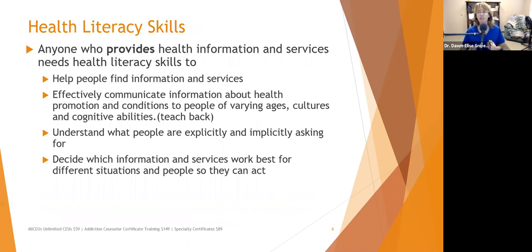And we need to be able to help people decide which information and services work best for different situations. Sometimes it'll be a matter of sitting down with clients and saying, okay, here are these 3 options. Let's weigh the options together, because doing it on their own is too overwhelming, or maybe they have to make a decision right then. But that can help people start becoming more health literate and learning how to make these decisions.